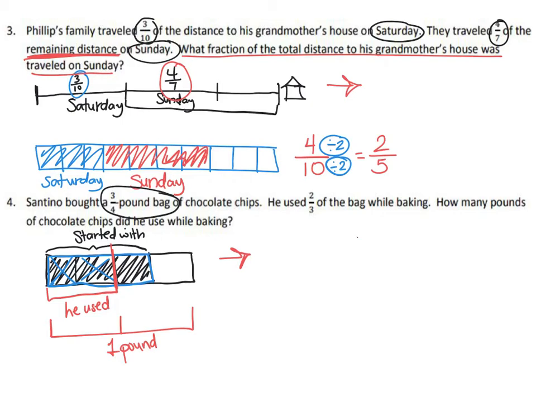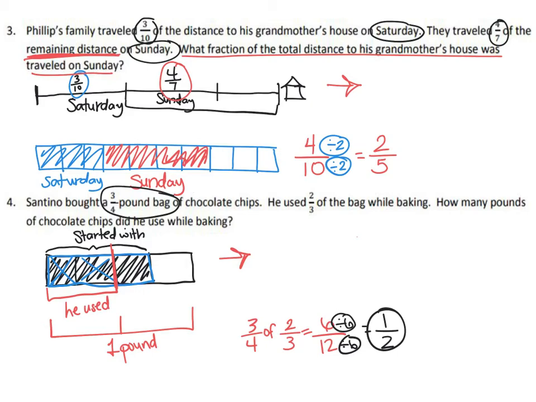Now, you could check your answer. You could think, oh, he has 3/4 of a pound, and he used 2/3. So he used 2/3 of the 3/4. So we can multiply that. 3 times 2 is 6. 4 times 3 is 12. Can we reduce that? Yes, we can divide them both by 6, which equals 1/2. And we get the same answer.